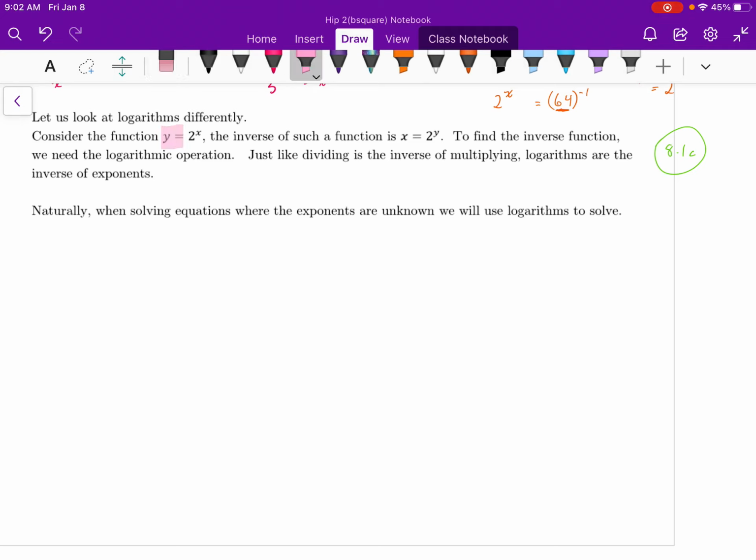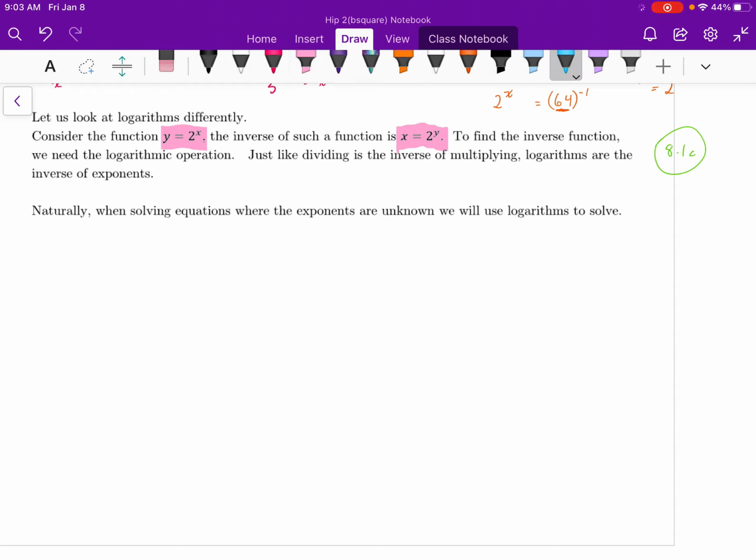So we're going to consider the function, and it's an exponential function, y is equal to 2 to the power of x. So the base is 2. The inverse function of such a beast is going to be x is equal to 2 to the power of y. So really with an inverse function, all we have to do is switch the x's and y's.